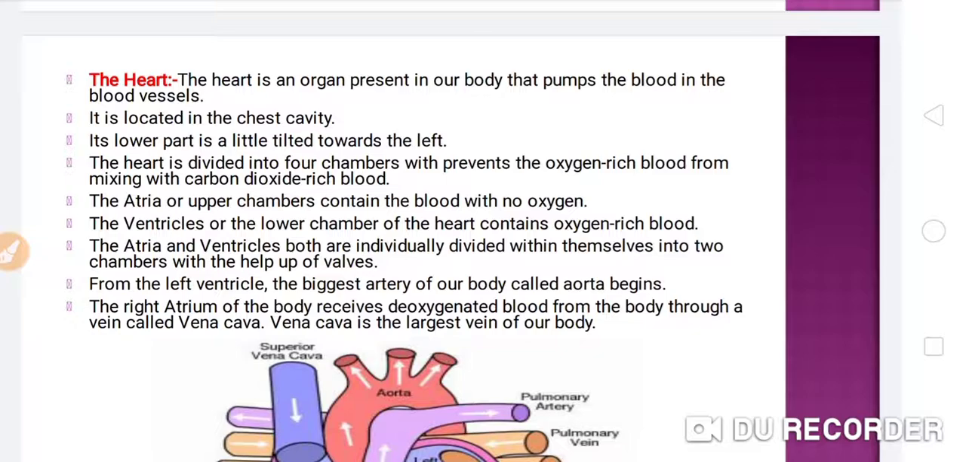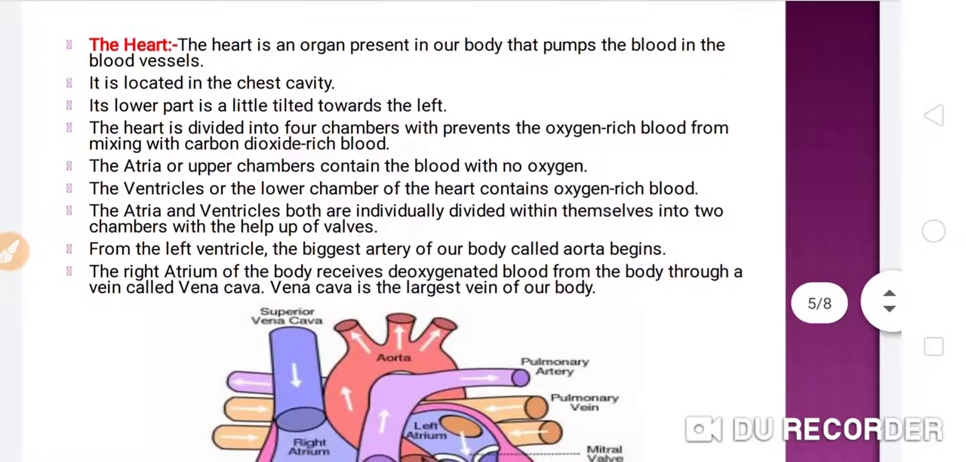Second point, it is located in the chest cavity, and this is the position of the heart. Second, its lower part is a little tilted towards the left. That is another important feature. The heart is divided into four chambers, meaning we are four chambered animals, or you can say human beings have a four chambered heart.